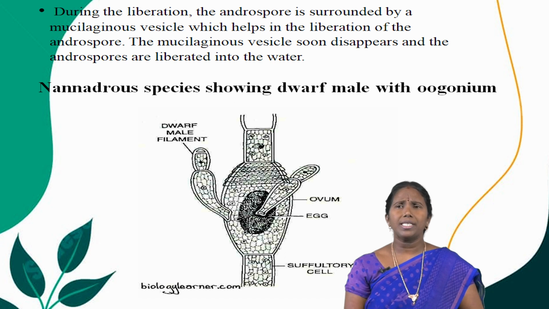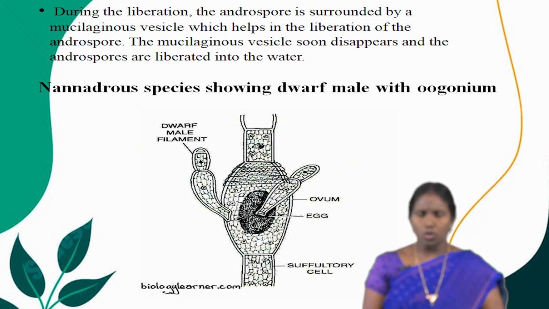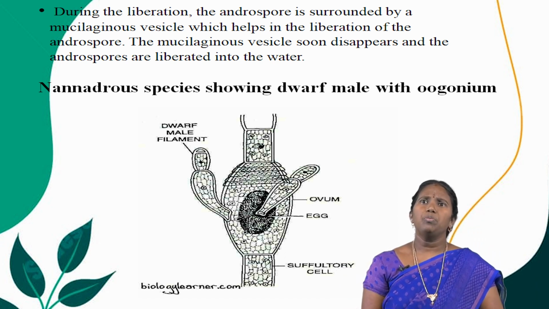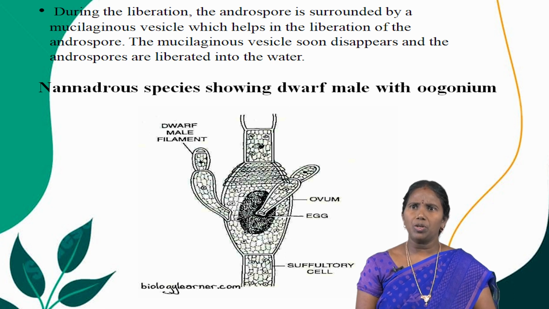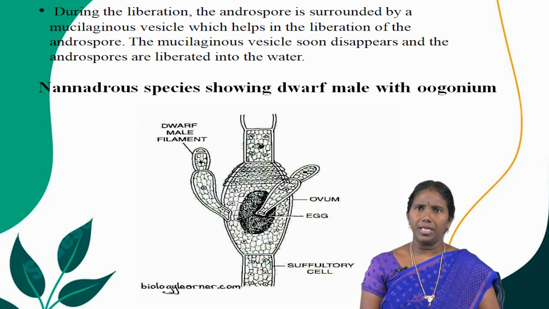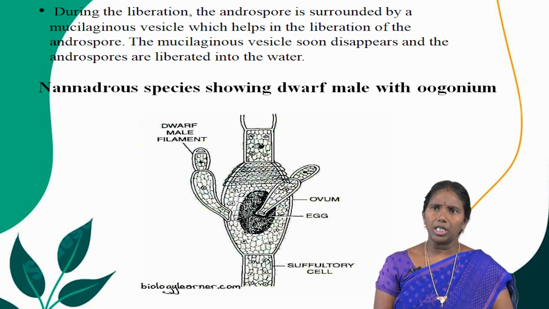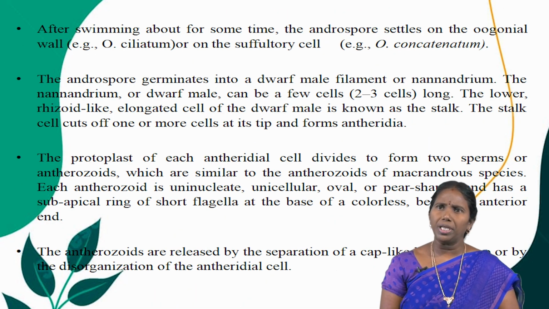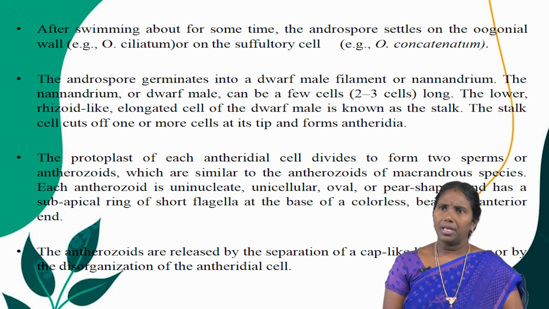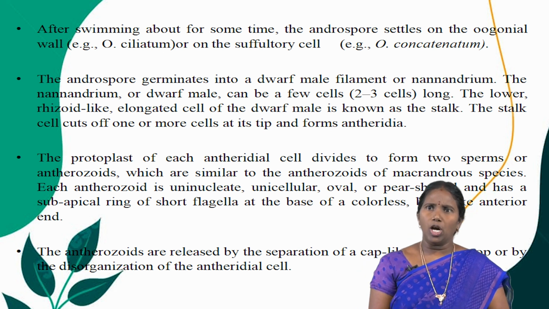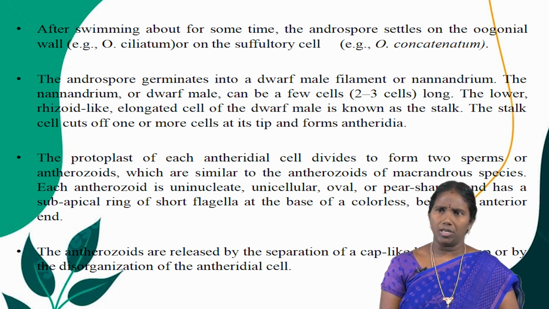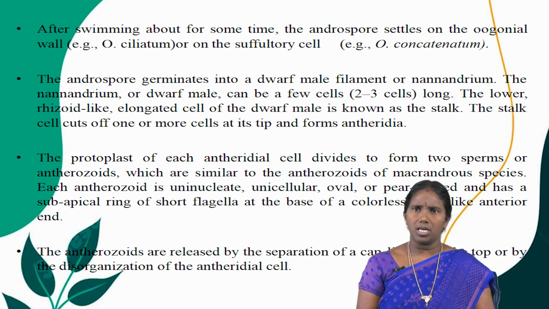During the liberation, the androspore is surrounded by a mucilaginous vesicle which helps in the liberation of the androspore. The mucilaginous vesicle soon disappears and the androspores are liberated into the water. After swimming about for some time, the androspores settle down on the oogonial wall. The androspore germinates into a dwarf male filament or nannandrium.